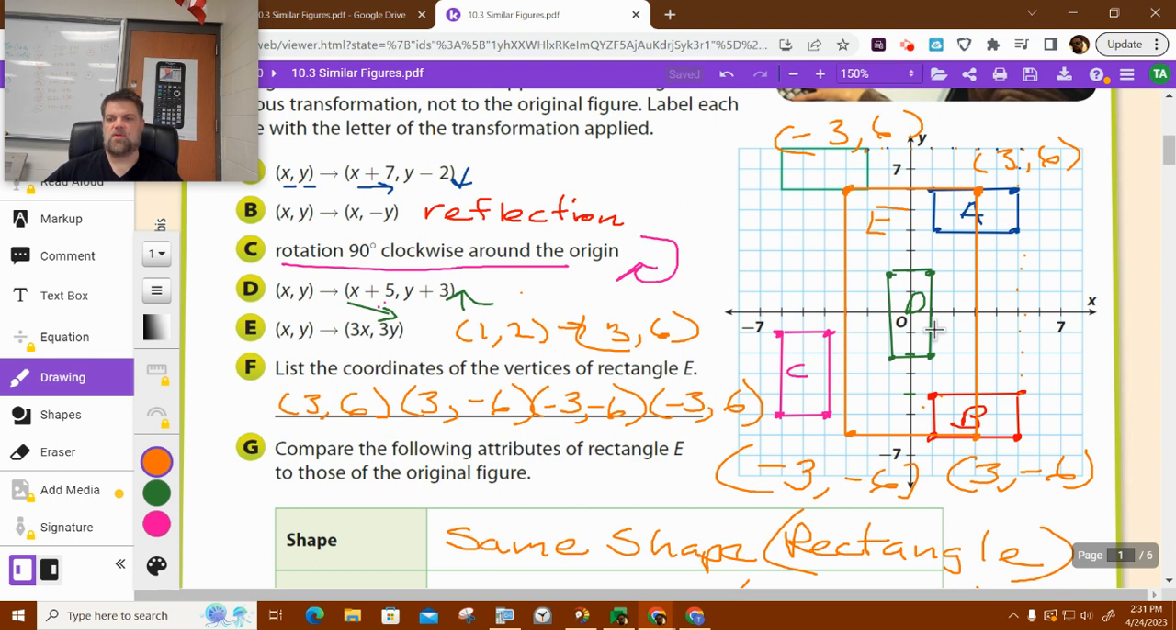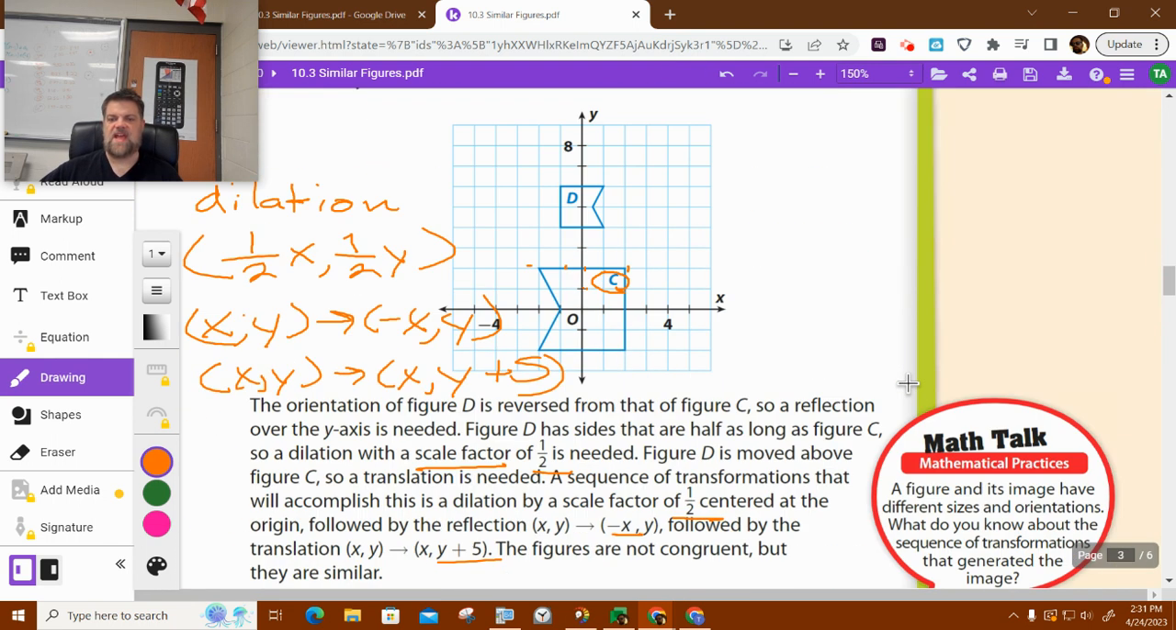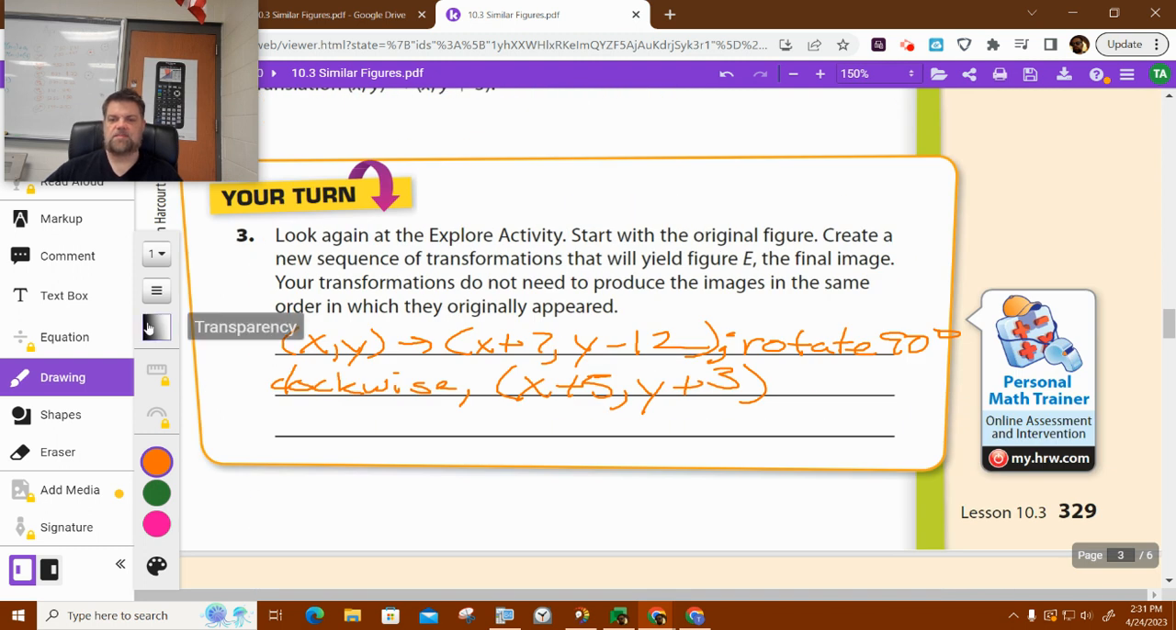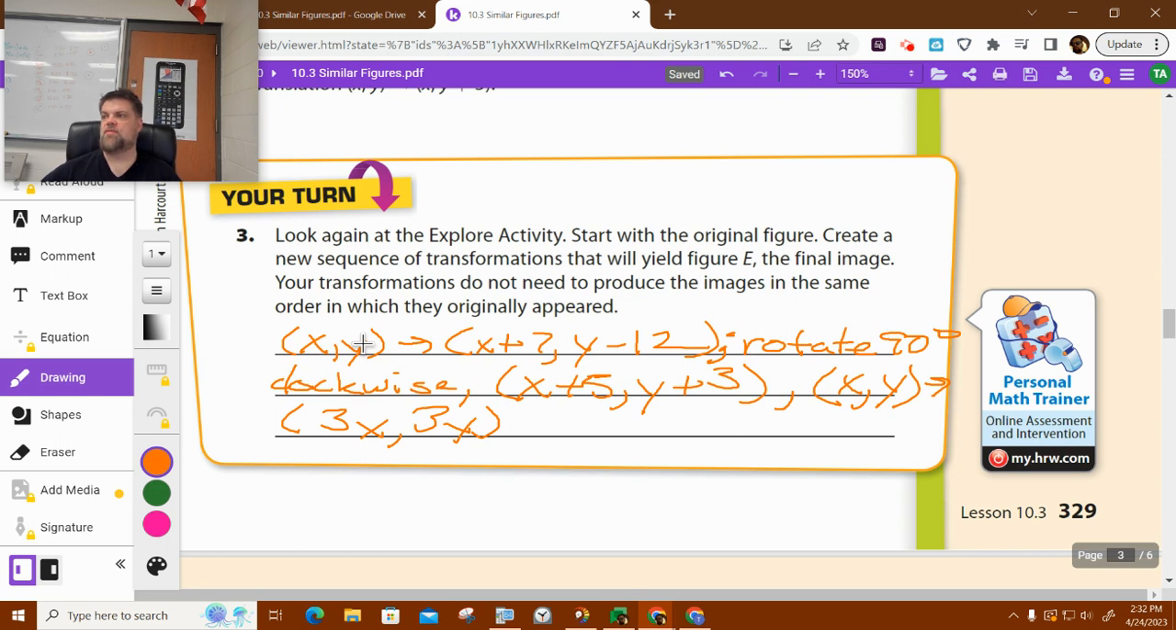Then we transform to D. And then lastly, we just need to multiply by 3. So we just skip the A. And then we said that x, y would equal 3 times x, comma 3 times y. And they just skipped A. Okay. Are there any questions on that?